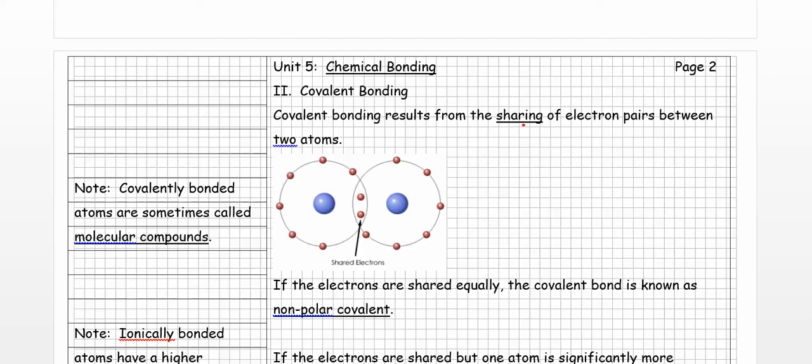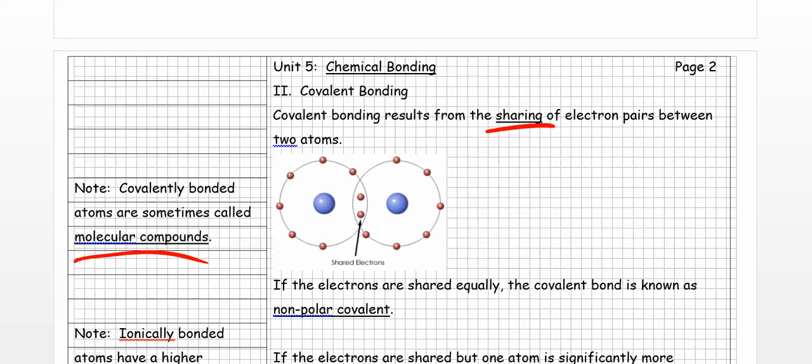So let's in this case take these two atoms here. So this one atom, right? One atom is sharing an electron with another atom. And here's the sharing part right here. These are the shared electrons between these two atoms. So note covalently bonded atoms are sometimes called molecular compounds.